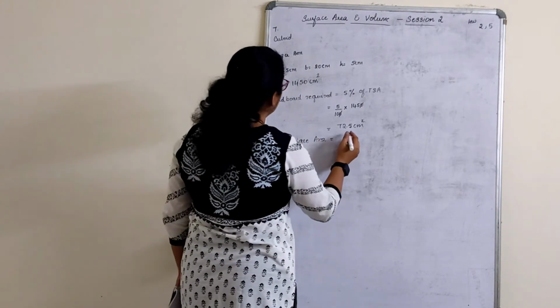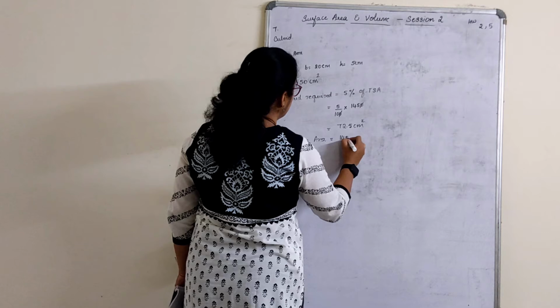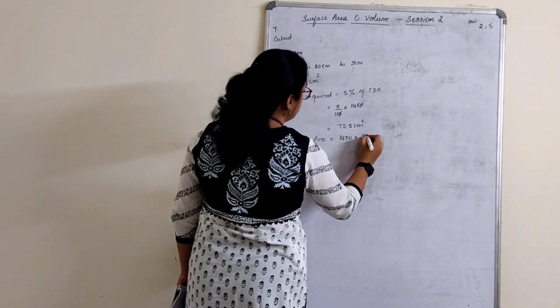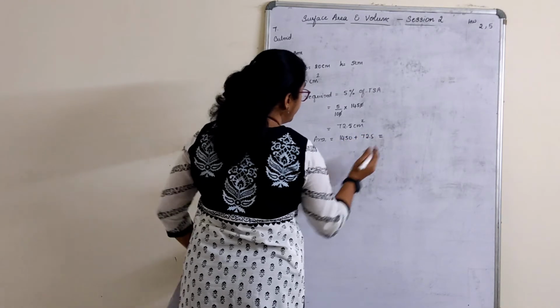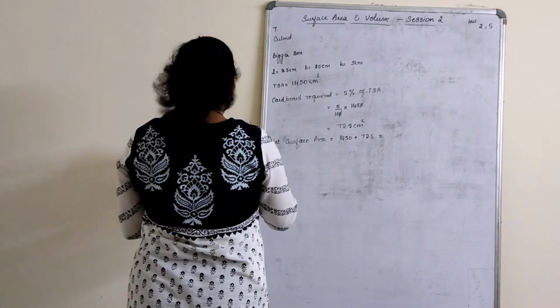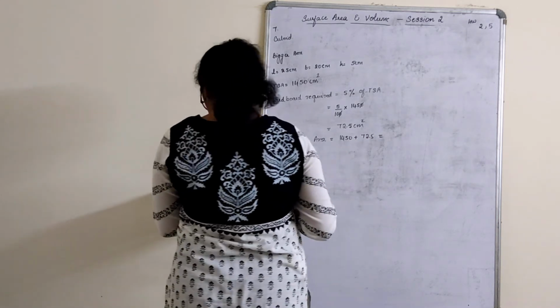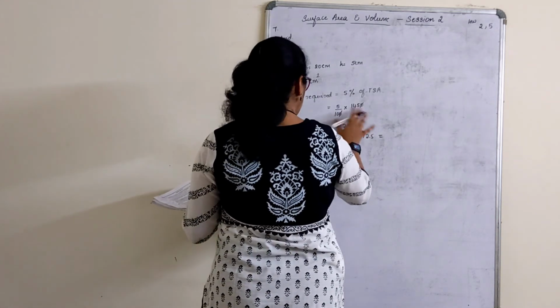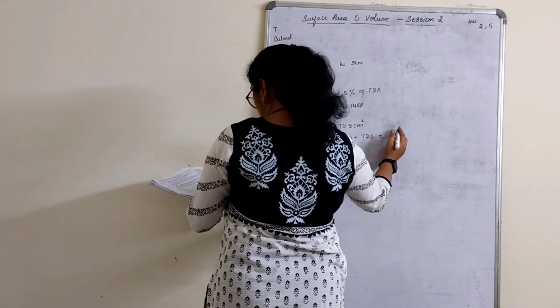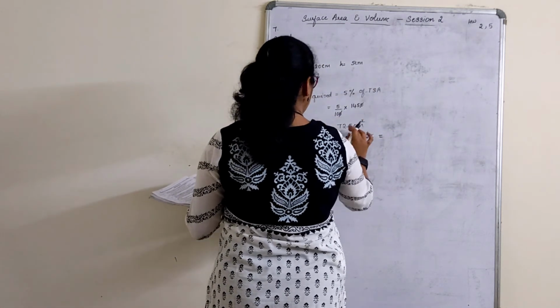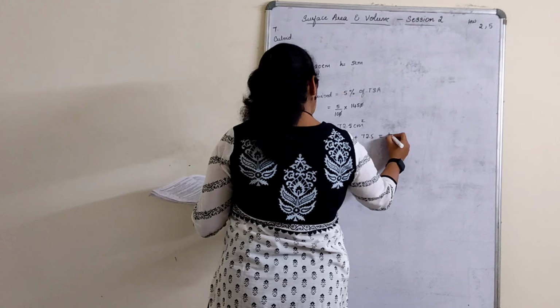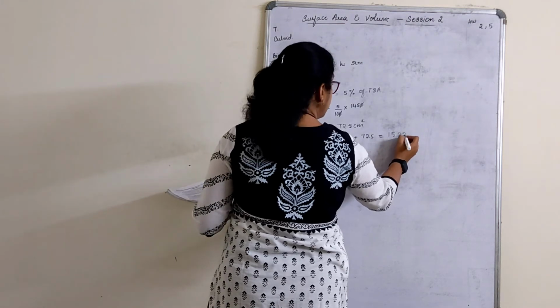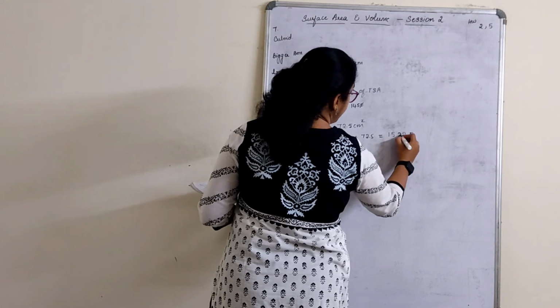Net surface area is how much? 1450 plus 72.5, because that's the overlapping part of cardboard that we require there. This much of total surface area is what we found out. So 1450 was the TSA, and this much was the cardboard required. So this will be 1522.5.